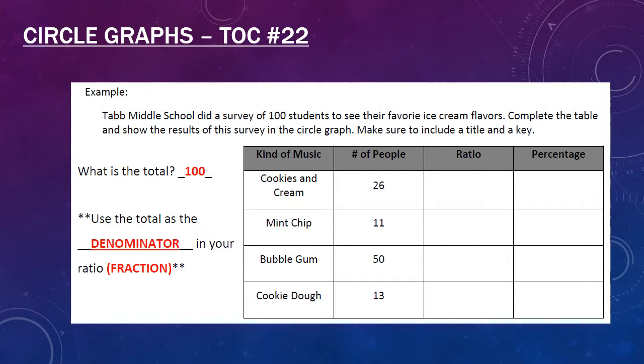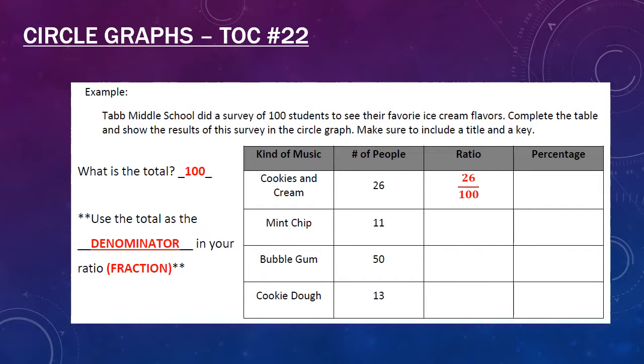So, first example, category. It says kinds of music. I just realized that. It's supposed to say flavors of ice cream. Oops. No, you don't get candy, don't ask. Okay, cookies and cream. That's the first ice cream flavor. 26 people out of the total, which was 100. That's your ratio. 26 out of 100.